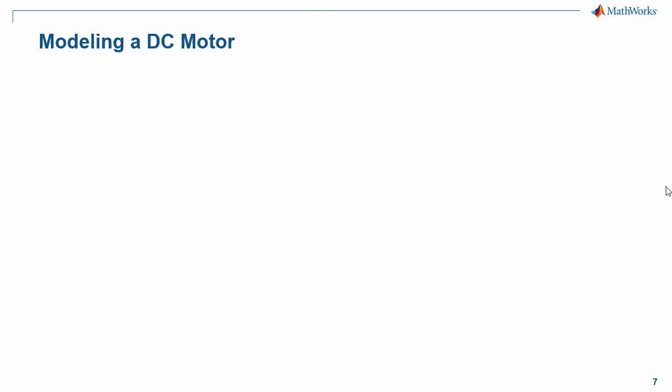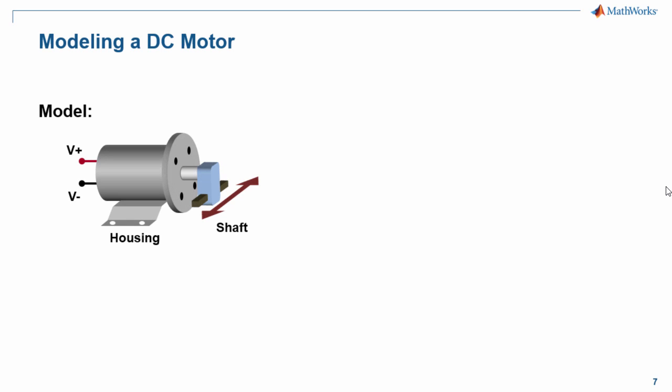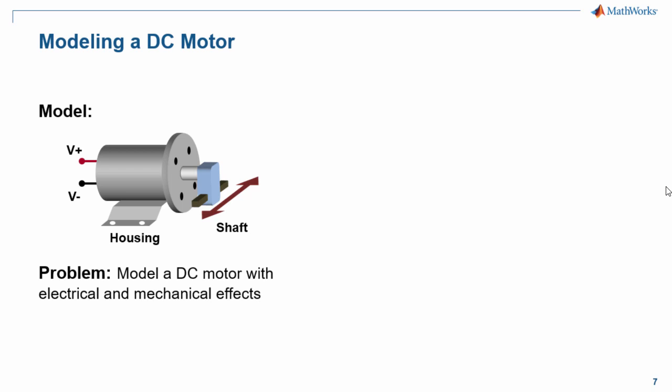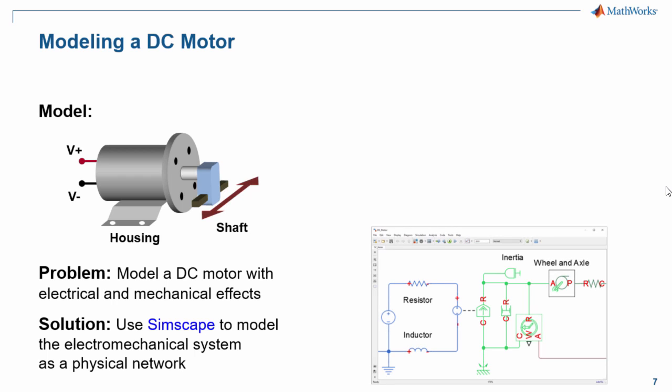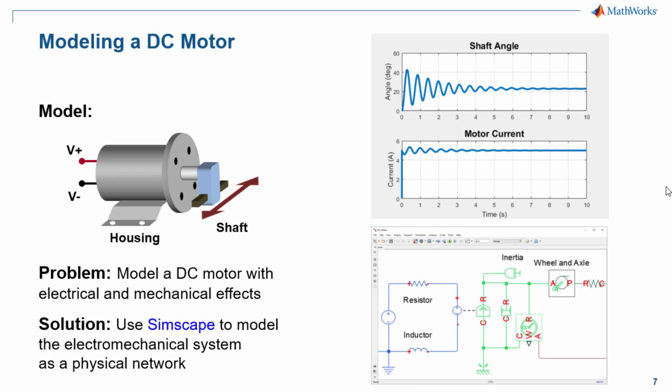In this demonstration, we're going to see how we can use Simscape to model a DC motor. The system we wish to model looks like this: a DC motor that has 2 electrical connections and 2 mechanical connections, including one connection that can translate along an axis. We wish to model this system with electrical and mechanical effects. We will use Simscape to model it. The model we build will look like this, and when we run the simulation, we will see how the motor reacts as it acts against a spring.